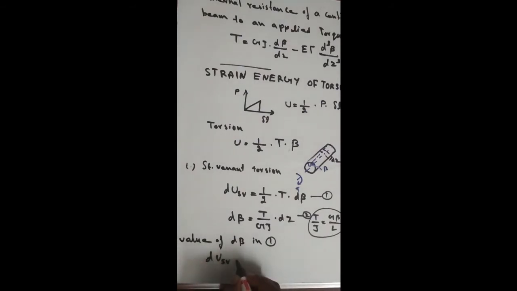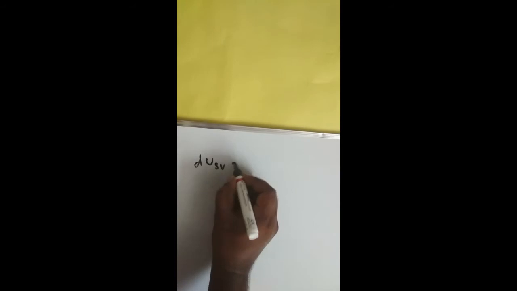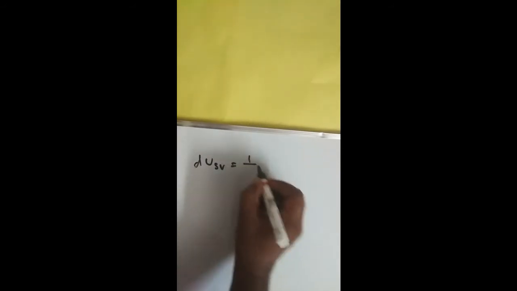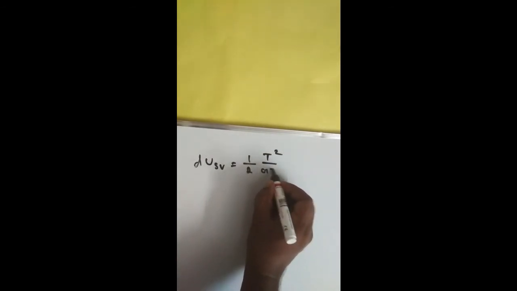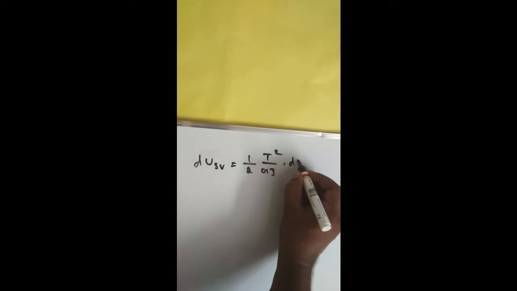The strain energy due to Saint Venant's torsion, dU_SV, is equal to 1/2 into T square divided by GJ into dz. This equation is called equation number 3. Again, rewriting the same equation, 1/2 into T square divided by GJ into dz.